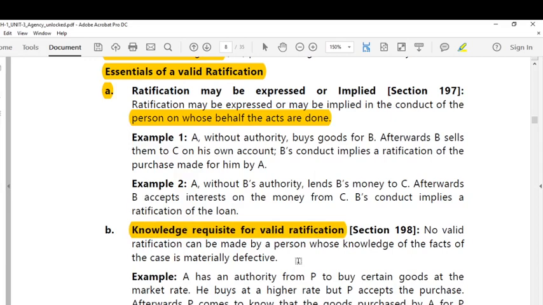And the second essential is that knowledge is requisite for valid ratification. No valid ratification can be made by a person whose knowledge of the facts of the case is materially defective. So, to ratify any actions which have already been done, the principal should have knowledge of the facts of the case, right?